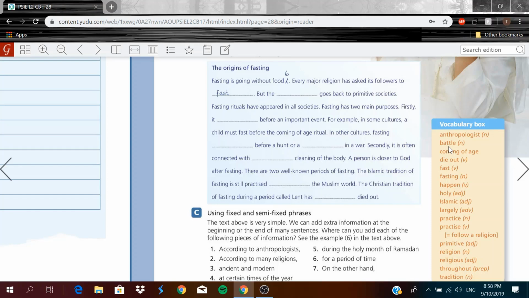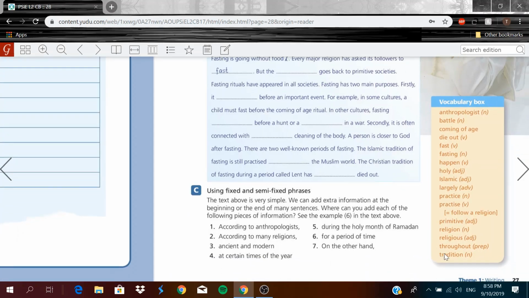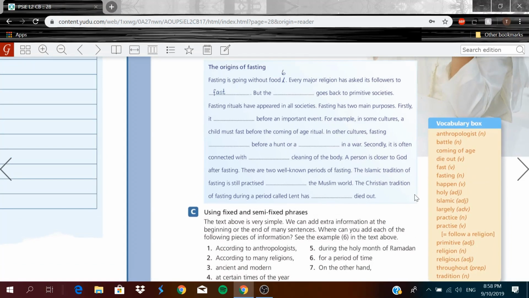A war can have one battle, a war can have multiple battles, depends on the war and how long it's going to take. So before a hunt or a battle in a war. Secondly, it is often connected with, what do you guys think? I'd say religious, okay? So the word religious, cleaning of the body.